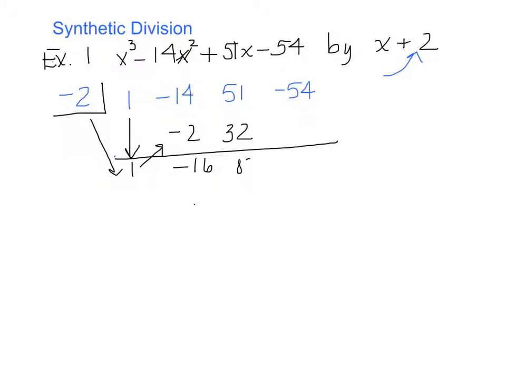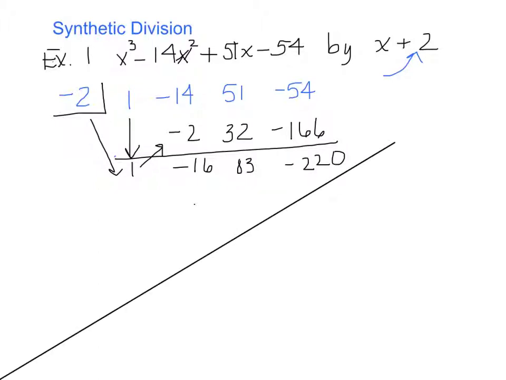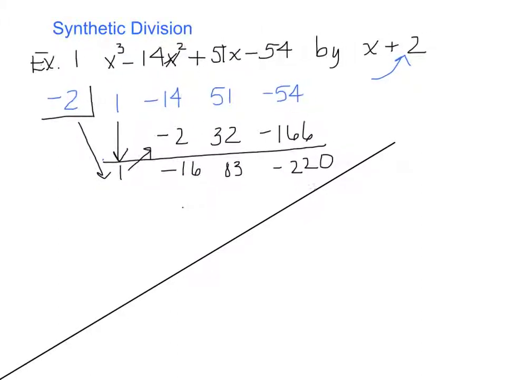You'll get 83. Then you do negative 2 times 83. Negative 166. You add going down. Once you get to the last column, this is your remainder.